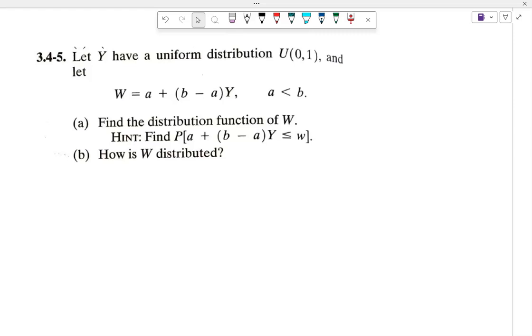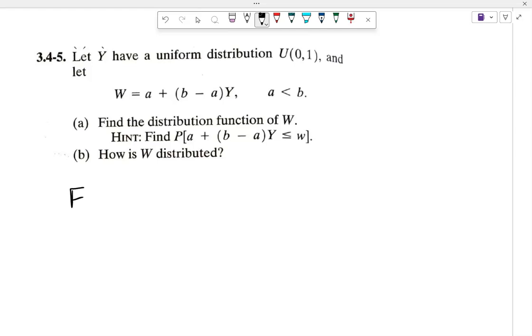Or work the other way. If you want to start with a PDF, how do you get to the CDF? What calculus operation do you do? Yeah, so integral from PDF to get you to the CDF. So going from CDF to PDF will do derivative, right? Okay. So that's why we're going to start with our cumulative distribution function. And that's exactly what it says, is to find the distribution function of W, and then we can take the derivative and we'll be able to find its PDF. Okay, that's the idea.